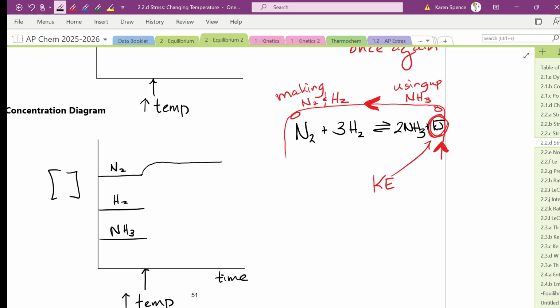So H2 should be how much compared to the N2? The change in H2 should be 3 times as much because it's got a coefficient of 3. Yeah.